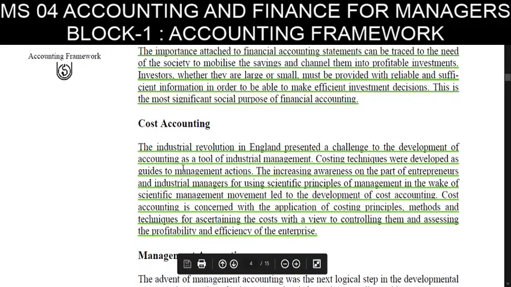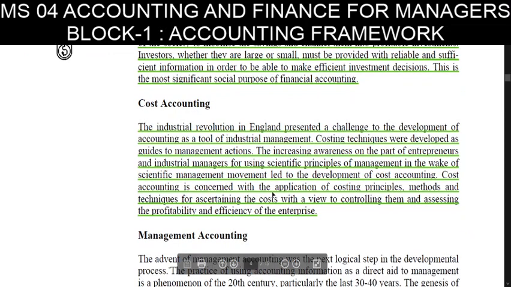Cost accounting. The industrial revolution in England presented a challenge to the development of accounting as a tool of industrial management. Costing techniques were developed as guides to management actions. The increasing awareness on the part of entrepreneurs and industrial managers of using scientific principles of management, in the wake of the scientific management movement, led to the development of cost accounting. Cost accounting is concerned with the application of costing principles, methods, and techniques for ascertaining the costs with a view to controlling them and assessing the profitability and efficiency of the enterprise.